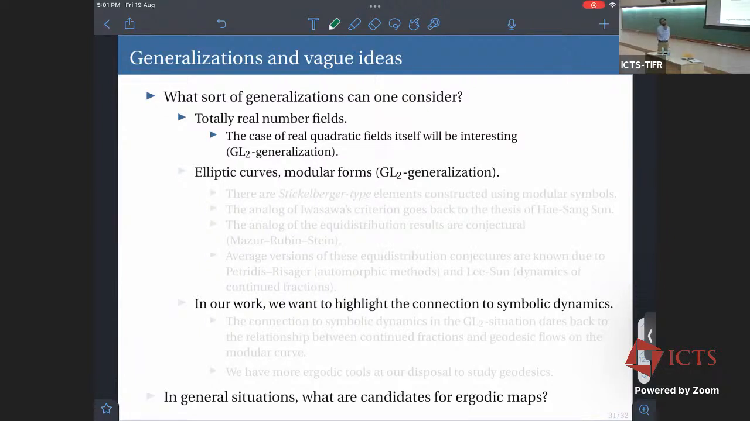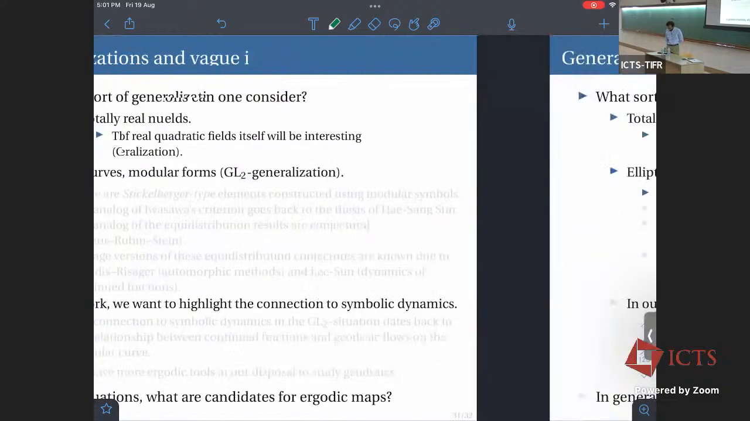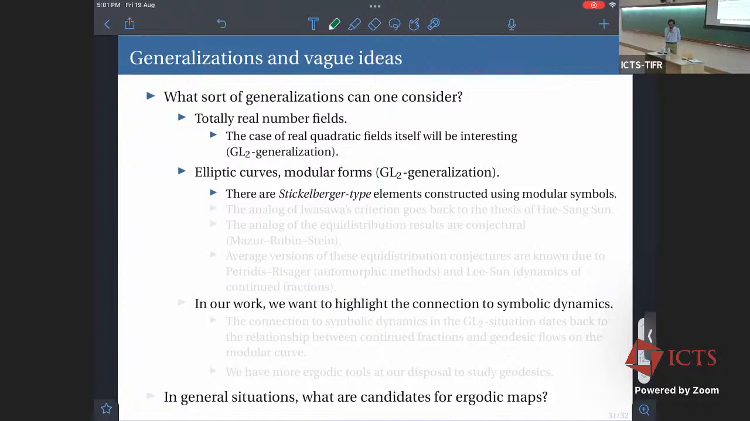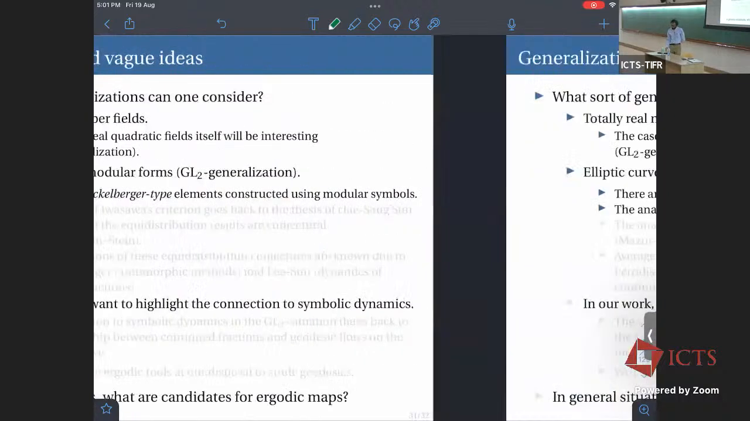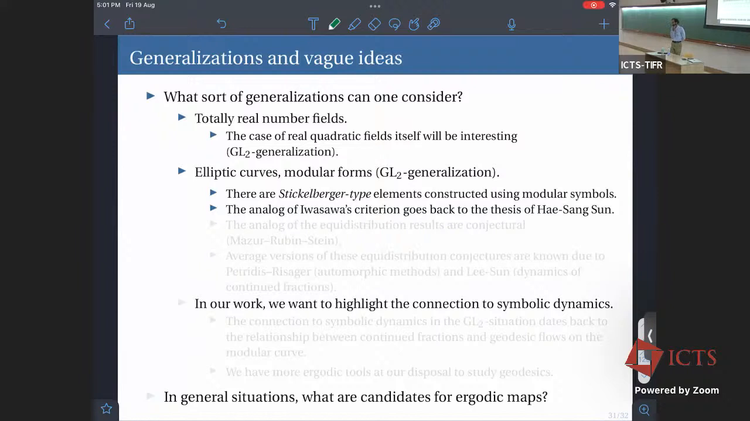And instead of R mod Z, some sort of GL2 generalization. Just like the elliptic curves and modular forms, which would also be some sort of GL2 generalization. And so if you stick to the case of elliptic curves and modular forms, these Stickelberger elements are there, and these are constructed using modular symbols. And so you can ask, is there an analog of Iwasawa's criteria? And there is an analog of Iwasawa's criteria, and it goes back to the thesis of Hae-Sang Sun.